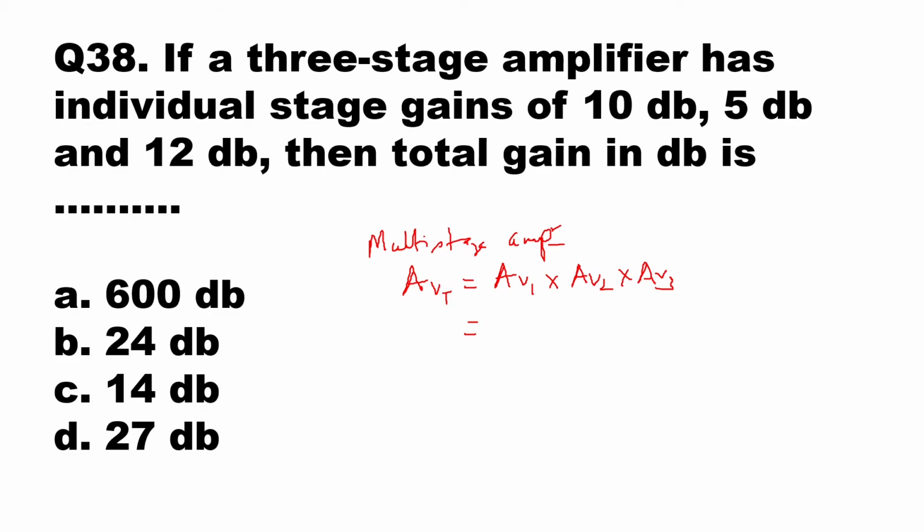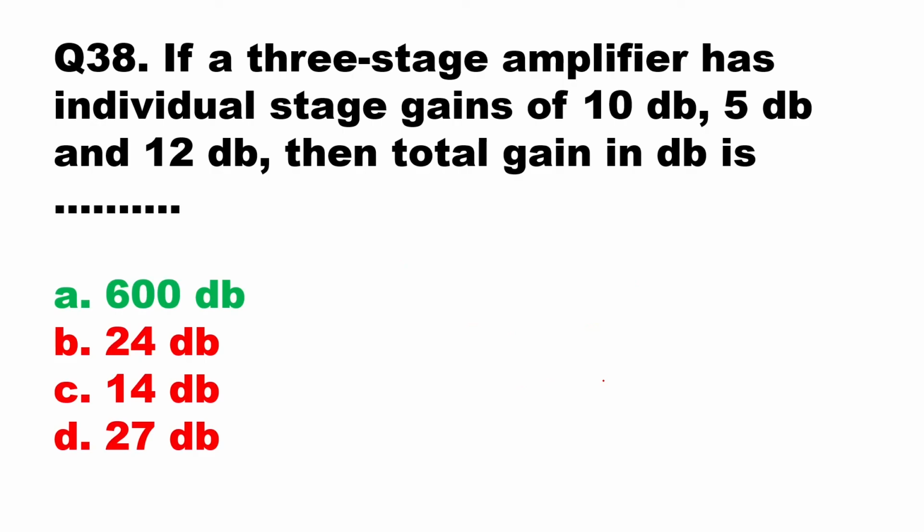If a three-stage amplifier has individual stage gains of 10 decibel, 5 decibel, and 12 decibel, then the total gain in decibels is how much? Now we have shown here for a multi-stage amplifier, the total gain will be given as the product of individual gains. The first stage gain was 10 decibel, second stage gain was 5 decibel, and third stage gain was 12 decibel. So 10 into 5 is 50, into 12 is 600 decibels. So here the right answer will be 600 decibels, that is option A.